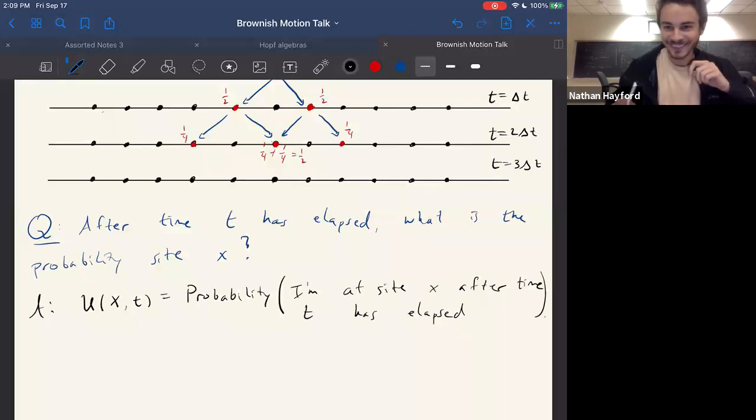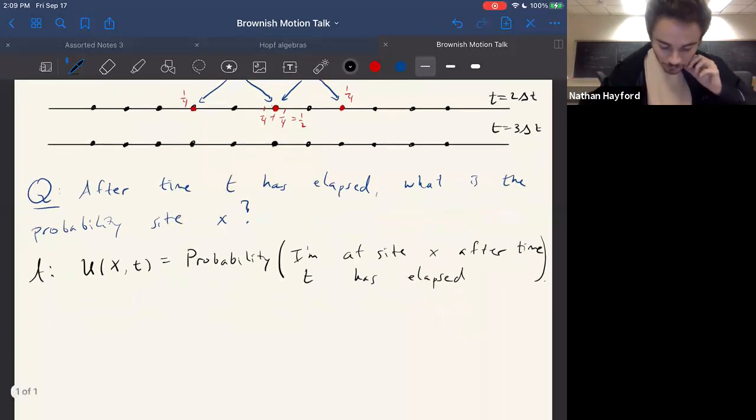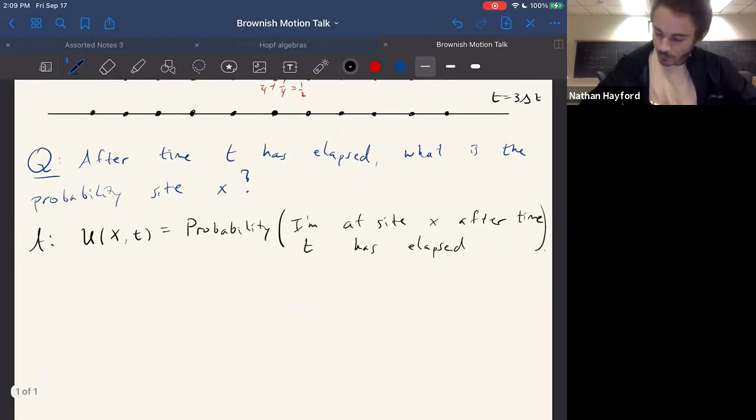If there are any complaints, questions, comments, speak up. I like being interrupted. So, okay. So what does this function look like? How can I describe this function? Well, there are several ways.